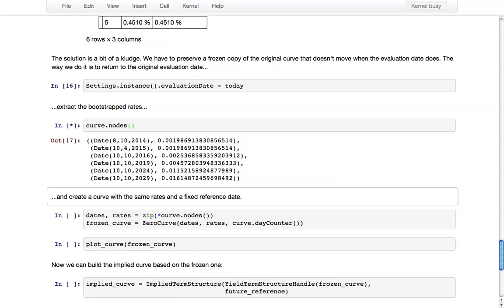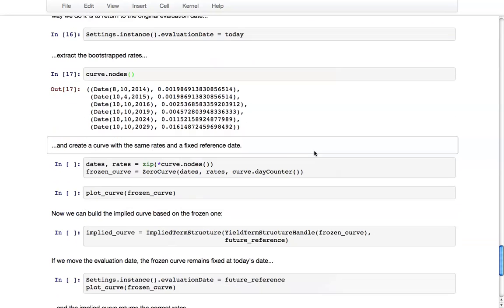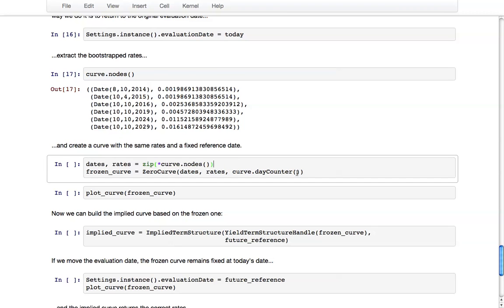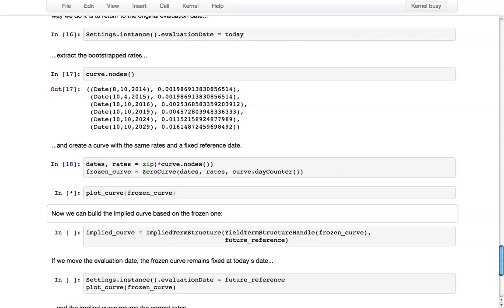We can extract the bootstrap rates. So we see that this is the reference date. Those are the nodes we set based on the maturity of the swap helpers. These are the zero rates that we're using. Now we are going to use these dates and these rates to create a frozen curve, one with a fixed reference date, the same rates at the same dates. This line is a bit of Python magic that transposes this data so that we have one vector of dates and one vector of rates. We use those to build the curve, and now we plot it.